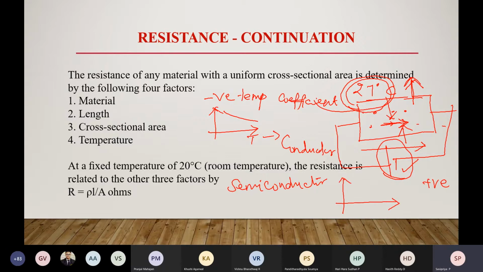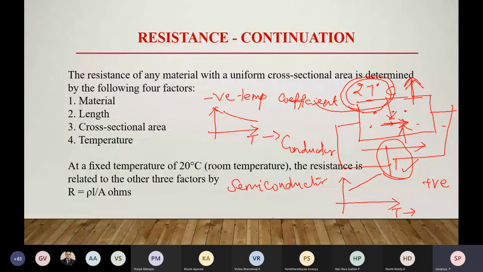Because of thermal energy, the number of free electrons increases. Already, due to diffusion, the semiconductors will have some free electrons. Now, since the operating temperature increases, the material acquires some thermal energy, so the number of free electrons increases, and the current flow increases. So for a semiconductor, we have a positive temperature coefficient. What is the meaning? As the temperature increases, the current flow is also increasing.